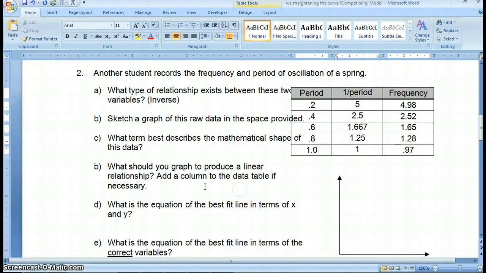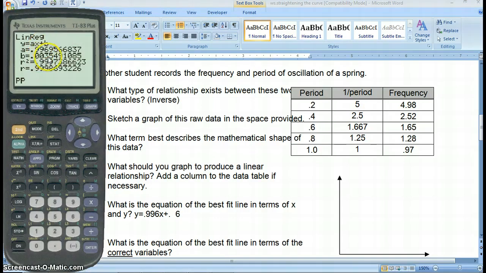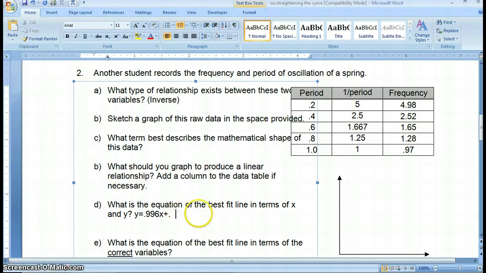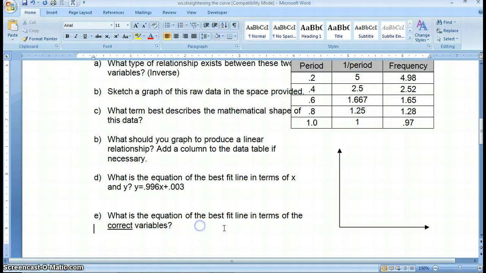So if we go to the next question, which says, what is the equation of the best fit line in terms of x and y? Well, our equation of that line then would be y equals 0.996x plus 0.006. Oh, sorry, 0.003.